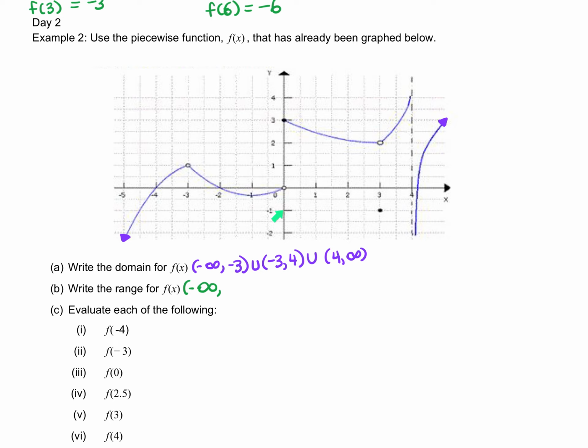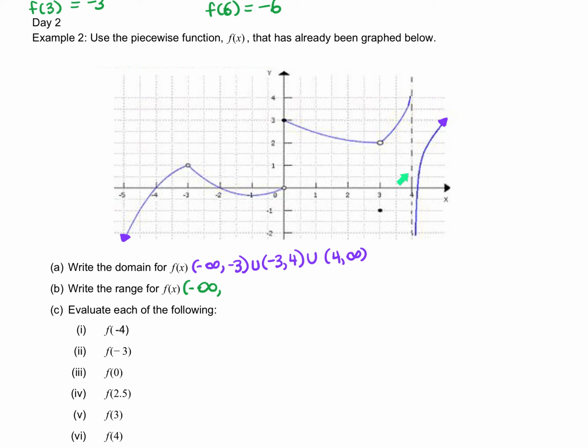Now, as I continue to move upward, I notice there's another hole at y equals 1. But again, I ask myself, is there someplace else that has an output of 1? And there is over here. So I don't have to take y equals 1 out of my range. As I continue to move up, I see another hole here at y equals 2. Once again, I ask myself, is there someplace else that has a y value of 2? And there is. So this hole doesn't really affect anything in my range.